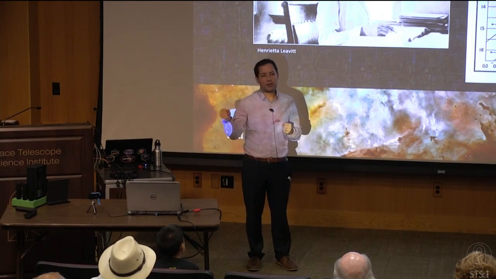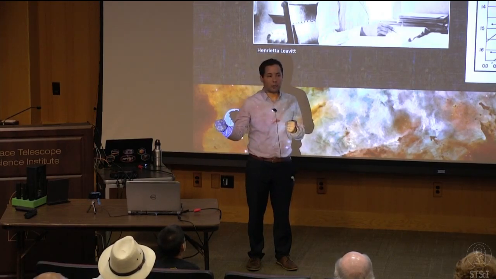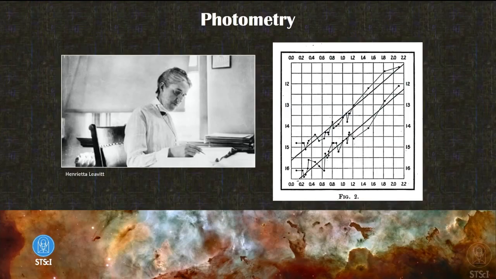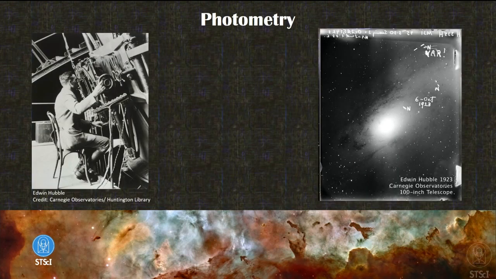That's like if someone handed you a light bulb and you didn't know how bright it was and they told you it's 60 watts. Okay, well now you know something, right? So we now know, these are called Cepheid variables. We now know how bright they can be if we look at their periods. This is an incredibly important discovery, and here's why.